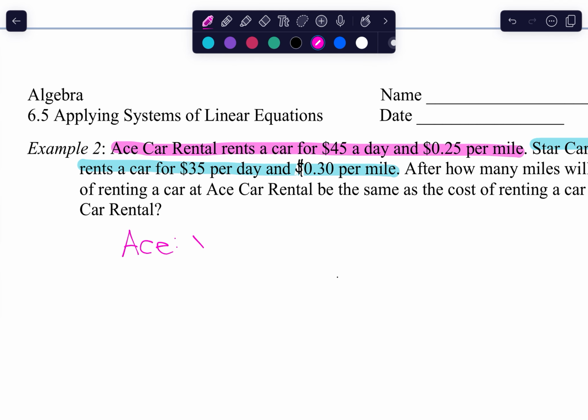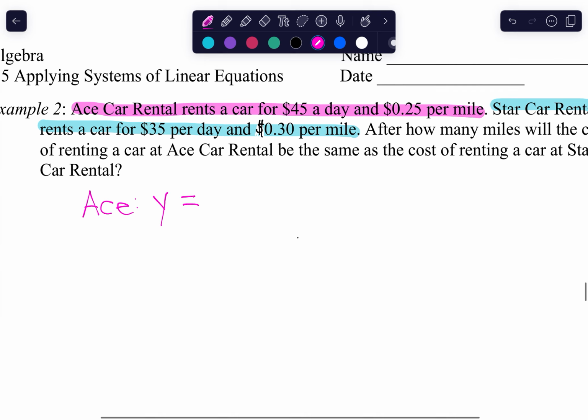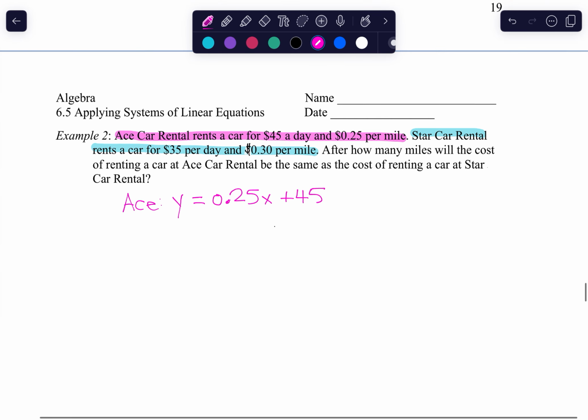So in this case, y is going to be my total cost. And how do I get my total cost for that day? Or for the time we're doing it? So it's 25 cents per mile, so 0.25x plus 45. Because I only have to pay that $45. Let me back up a little bit, since this is after how many miles will the cost be the same. So we're only renting the car for one day.